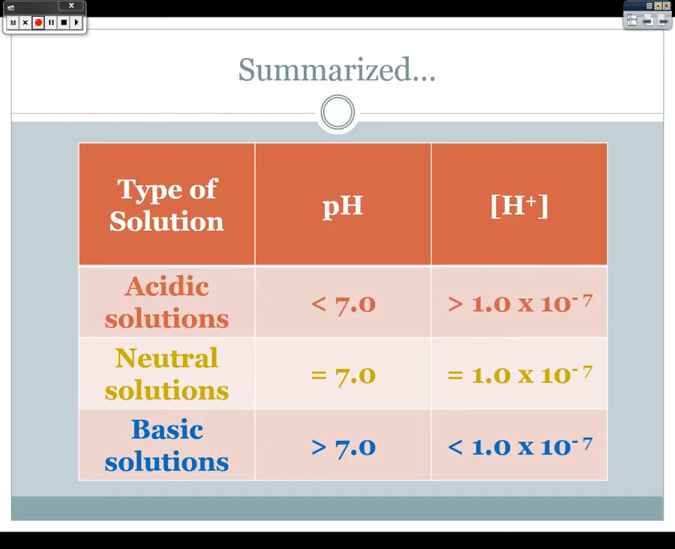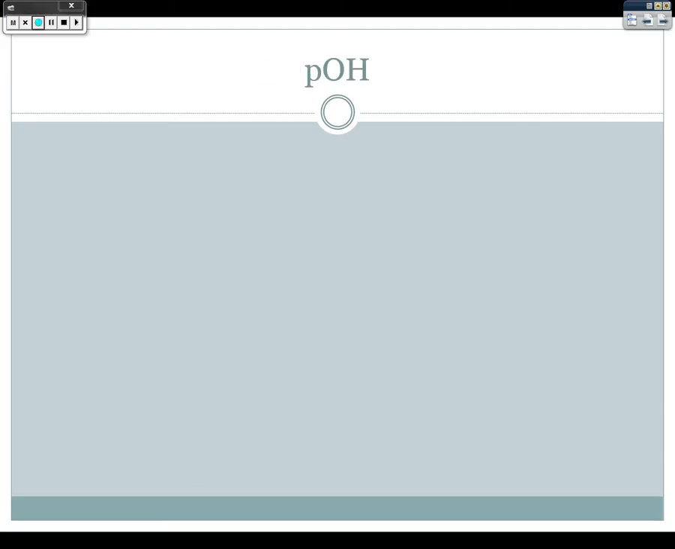So if you are an acidic solution, your pH is less than 7, and so your hydrogen ion concentration is greater than 1 times 10 to the negative 7. If you're neutral, your pH is 7, and your hydrogen ion concentration is 1.0 times 10 to the negative 7. And if you're basic, your pH is greater than 7, and your hydrogen ion concentration is less than 1.0 times 10 to the negative 7.